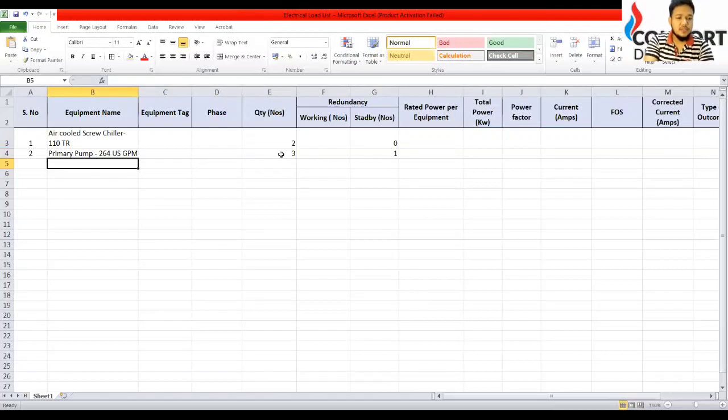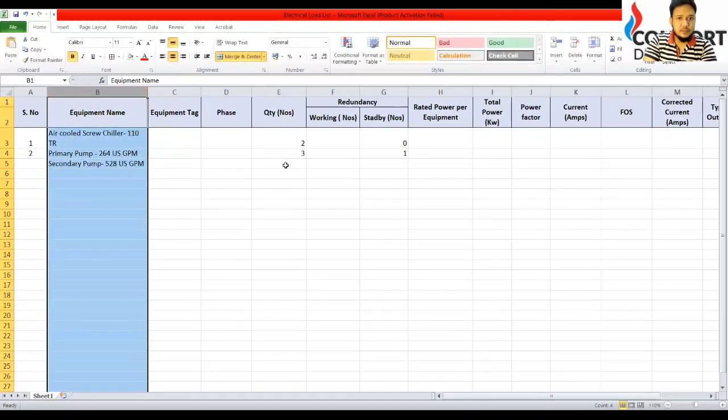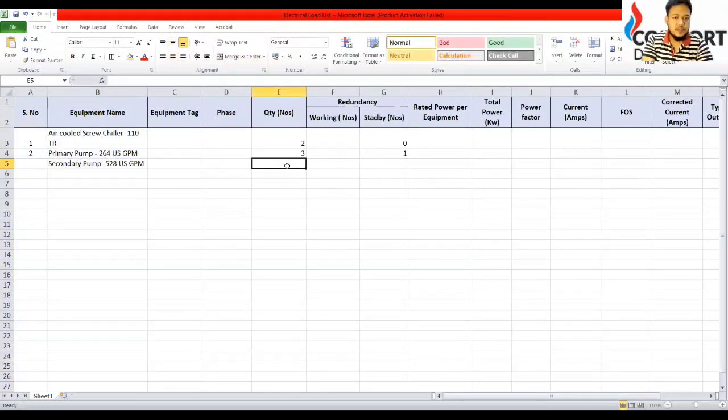Okay, then we will come to the secondary pump, and it is of 528 US GPM. This is of 2 numbers, 1 working, 1 standby. Okay, here 2 working, and here also 2 working. So this is for the secondary pump that we have.